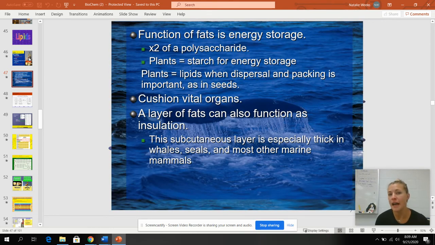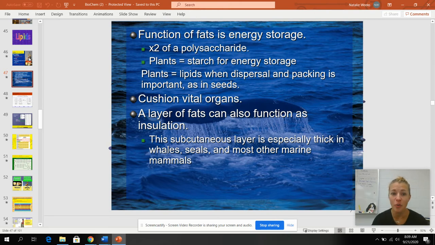With our fats, they have about double the energy of a typical polysaccharide that would be their same size. Plants are going to use starch for energy storage. However, plants also use lipids. If we think about some different plants that do have fats in them, think avocados or peanuts, almonds, any of those nuts, those have lipids in them because they're very, very good for long-term energy. If you think about where those oils are in the plant, it's in the seeds. So when those seeds are dispersed all over the place, they have long-term energy to feed that growing plant.